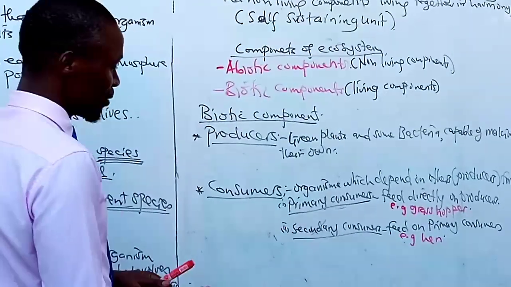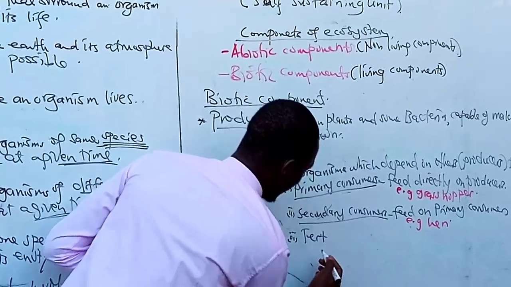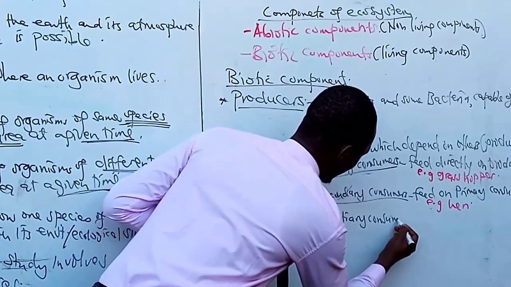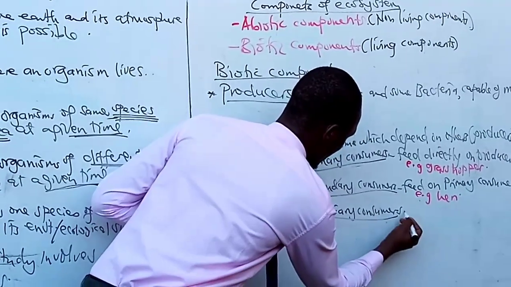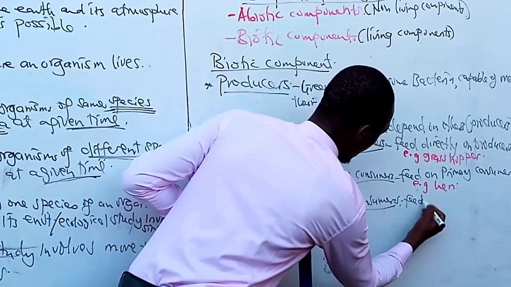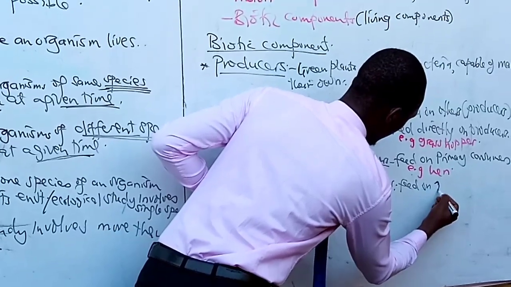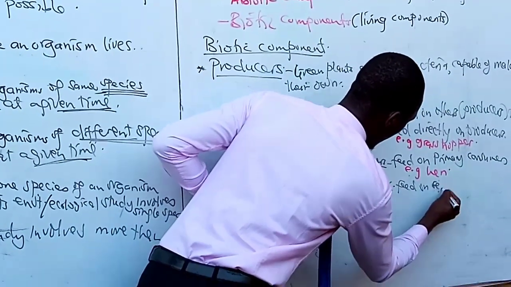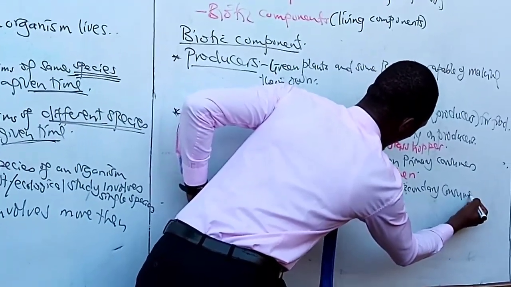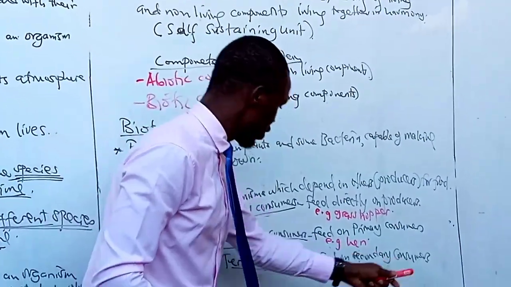Then you can tell me the third one. The third one is called tertiary. Somebody is saying university, no. Tertiary consumers. So tertiary consumers do what? Those ones feed on secondary consumers.